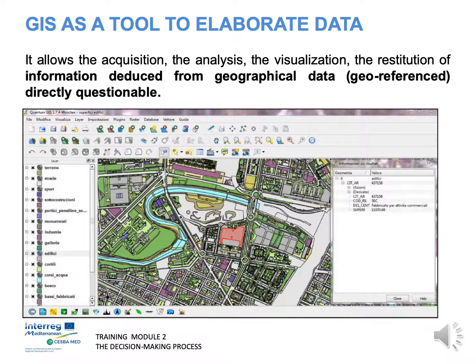An important tool to be used is a so-called geographical information system, as the one shown here on the slide. This particular GIS tool is called Quantum, and in fact it is important to elaborate further the data one has in hand. In fact, it allows the acquisition, the analysis, and the visualization together with the restitution of such information which is deduced from geographical data, sometimes referred to as georeference data.